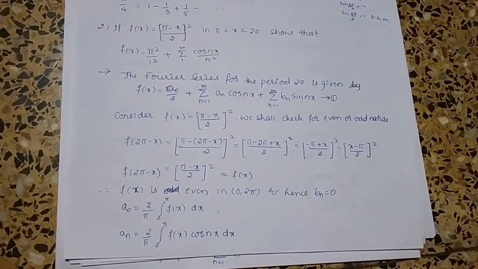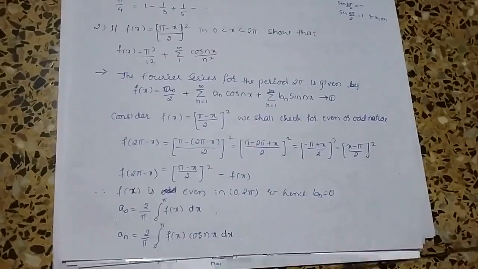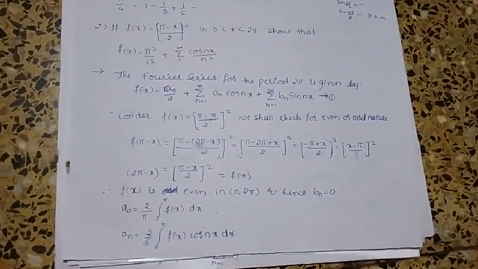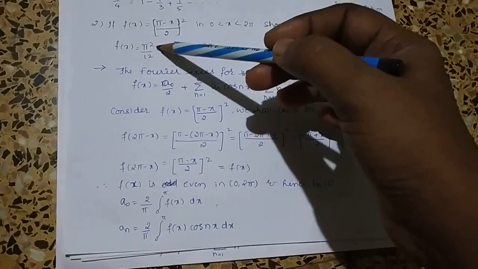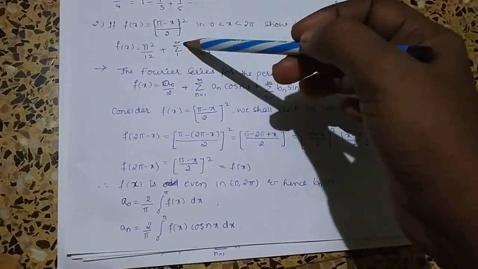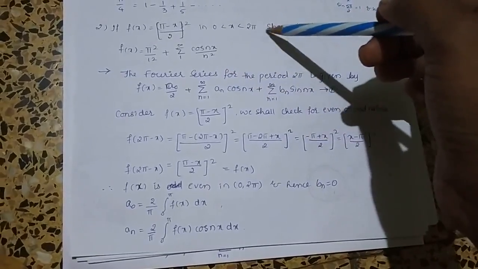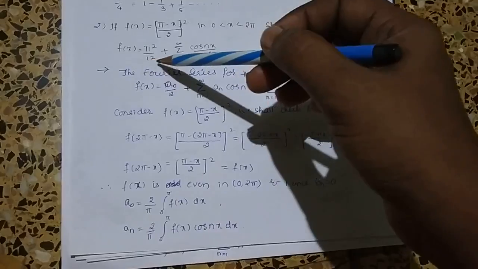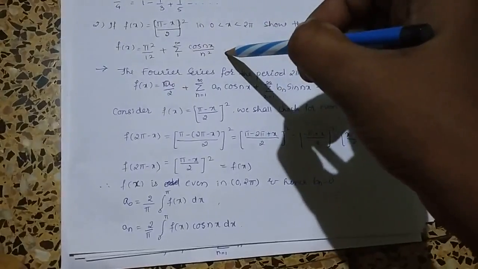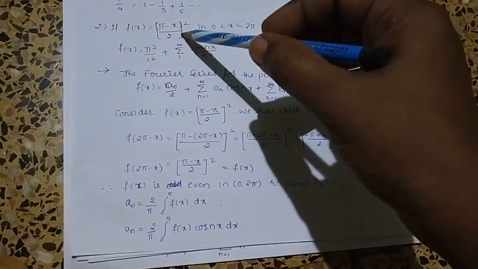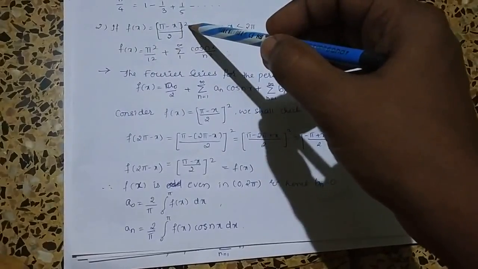Hello students, let us solve one more problem on finding Fourier series. If f of x equals pi minus x upon 2 whole square in 0 less than x less than 2 pi, show that f of x equals pi square by 12 plus summation 1 to infinity cos nx by n square. That means they have already given the Fourier series. We need to find this Fourier series for the function pi minus x upon 2 whole square.